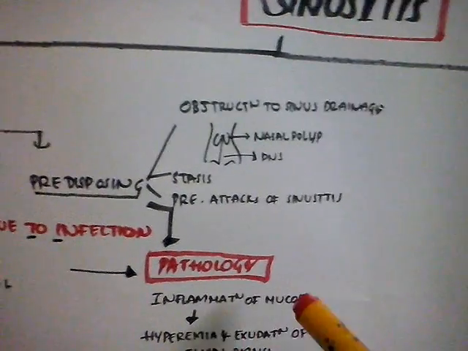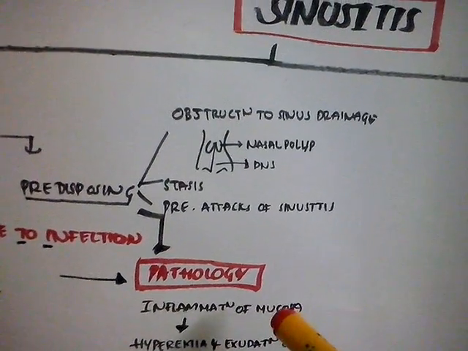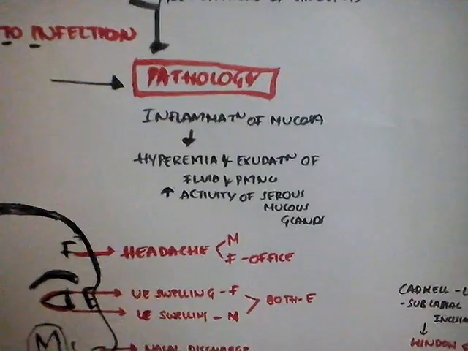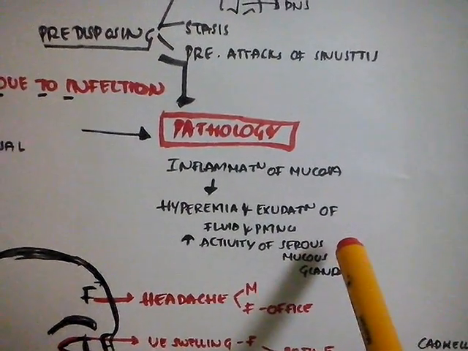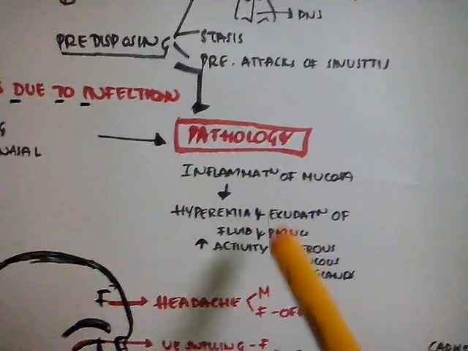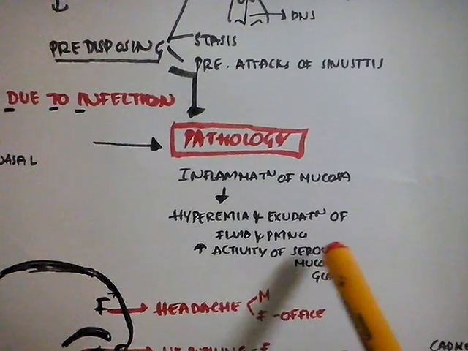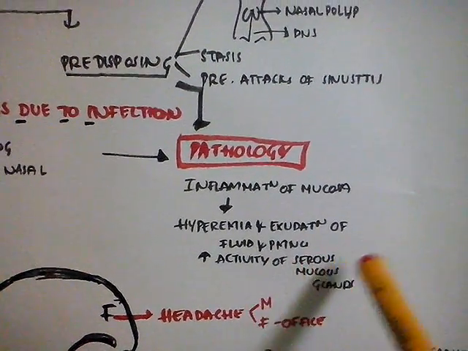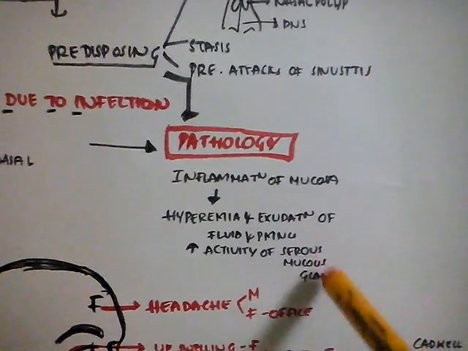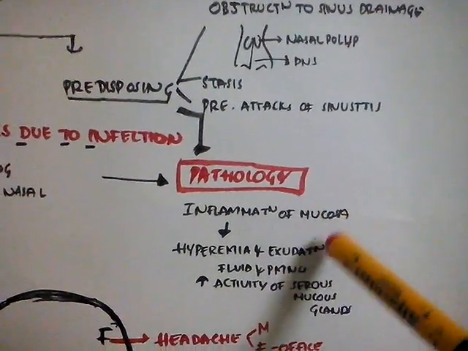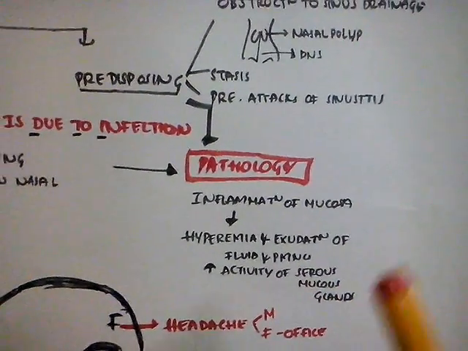Then previous attacks of sinusitis. Due to previous attacks of sinusitis, the local defense mechanism is reduced. Pathology: there is inflammation of the mucosa due to all these causes. As a result, hyperemia occurs in the mucosa, with exudation of fluid and polymorphonuclear cells, and there is increased activity of serous and mucous glands. Inflammation, hyperemia, and increased activity of serous and mucous glands.